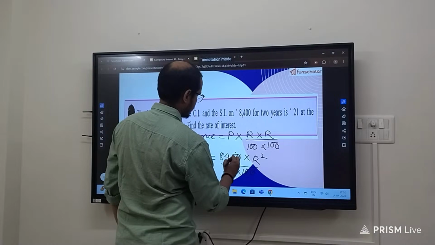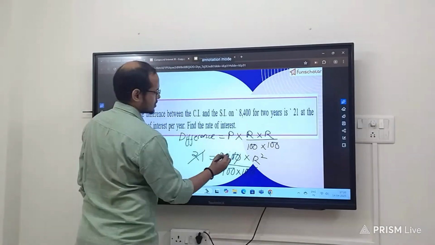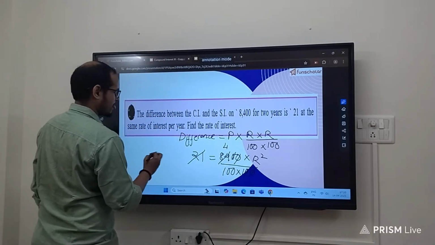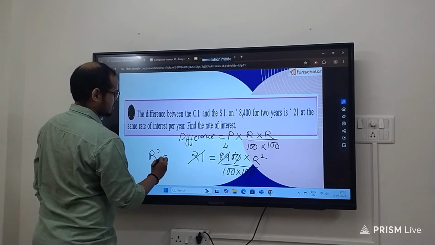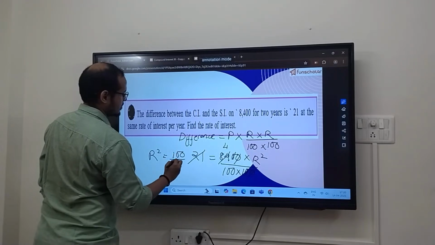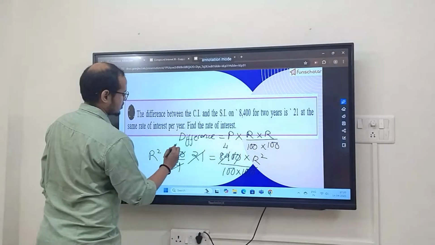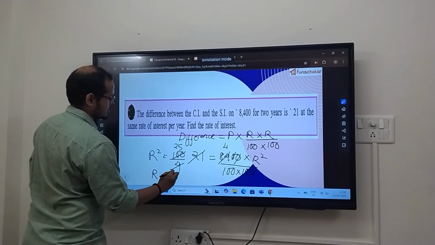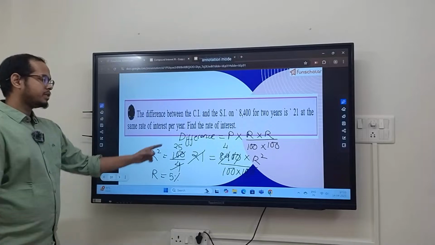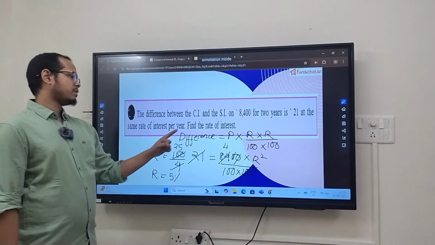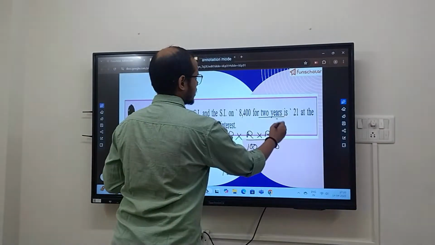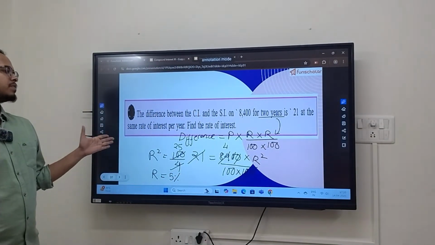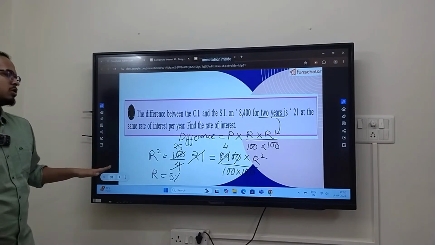So let's calculate these two. This is going to be divided by 4. Okay, so r square is equal to 100 by 4. This is going to be 25. The value of rate will be 5%. Okay, this formula is going to be utilized for 2 years only, not for 3 years. Okay, this is how to do this type of sums in a short manner.